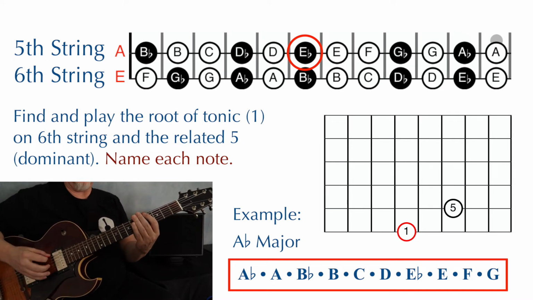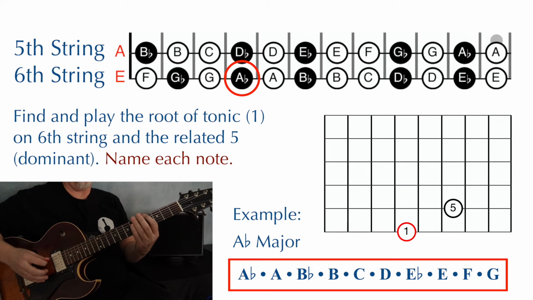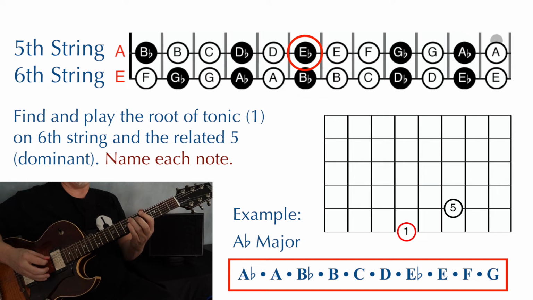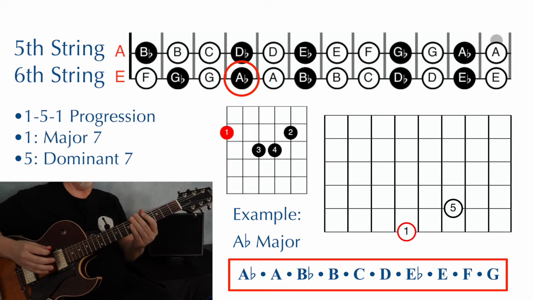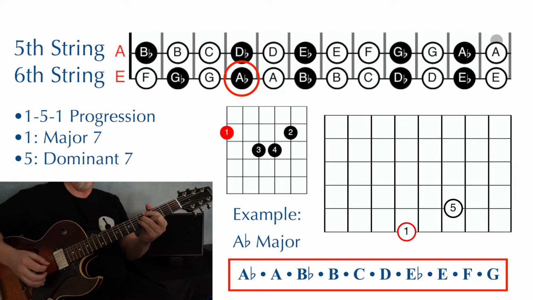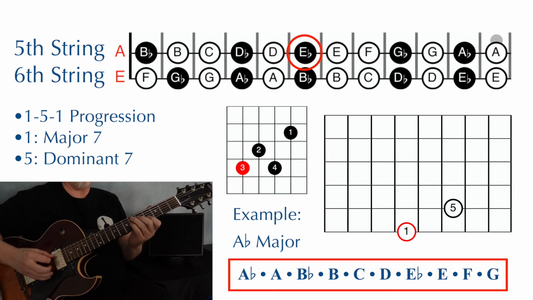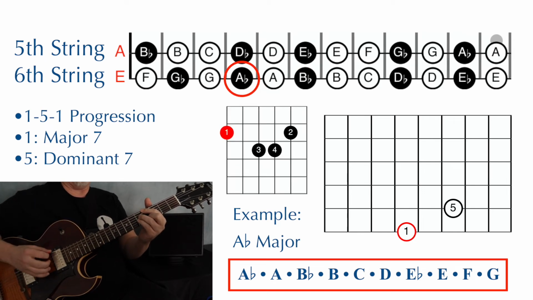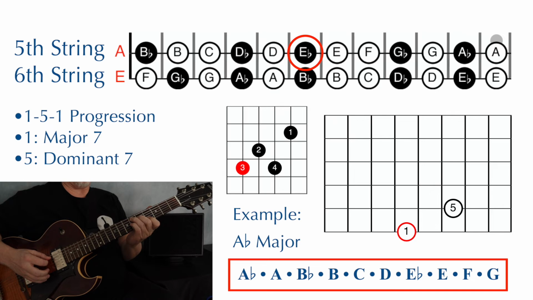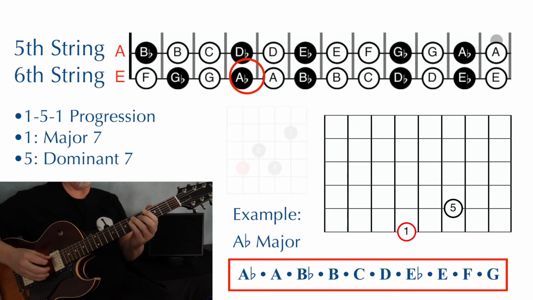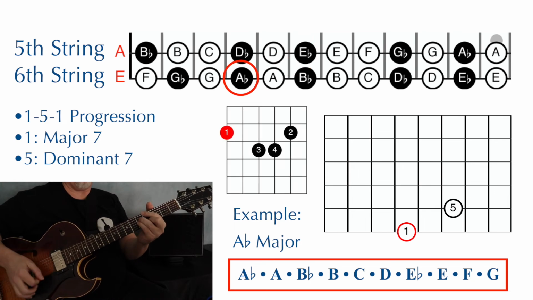We chose A flat, so that'll be A flat as your 1, or your tonic, and E flat as your 5, or your dominant. And then play a 1-5-1 progression, starting with the 1 chord on the 6th string and the 5 chord on the 5th string. And we're going to use major 7 for the 1, dominant 7 for the 5, or the dominant chord. So that'll be A flat major 7, E flat 7, A flat major 7, or 1, 5, and 1.